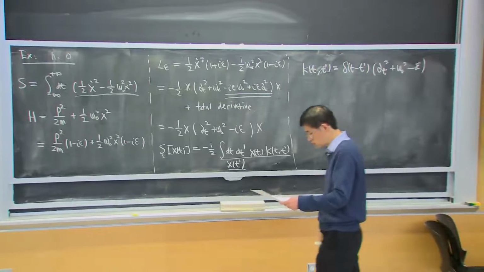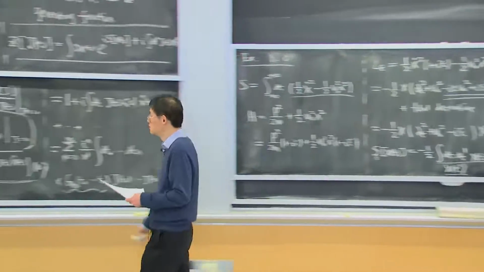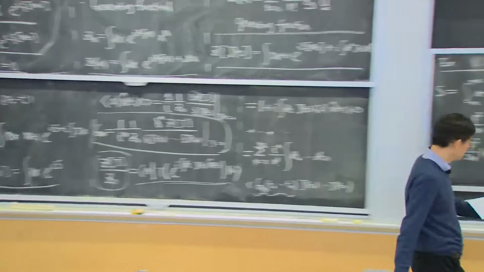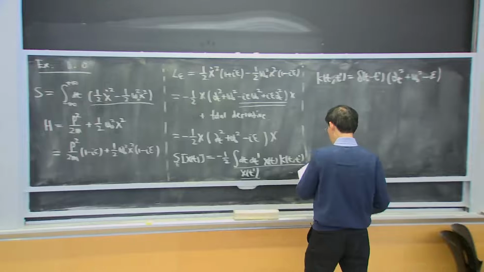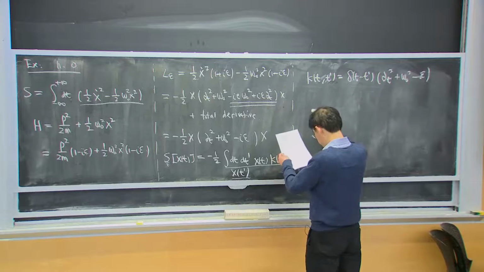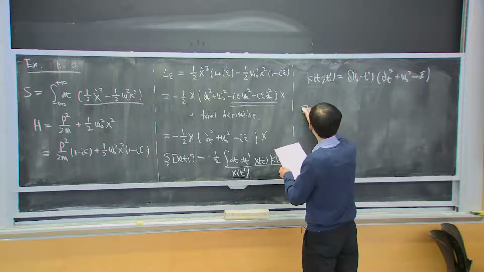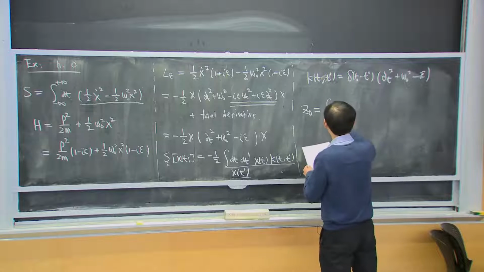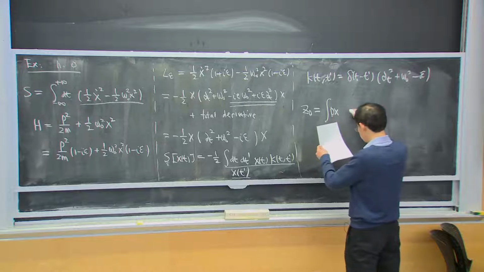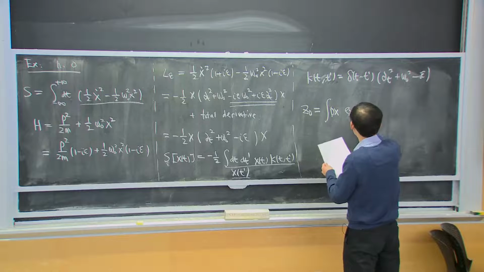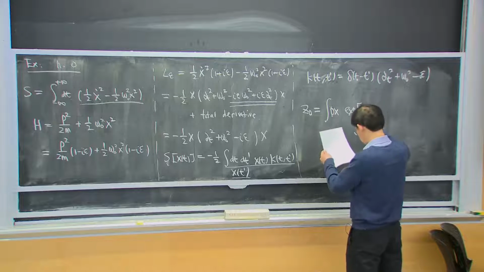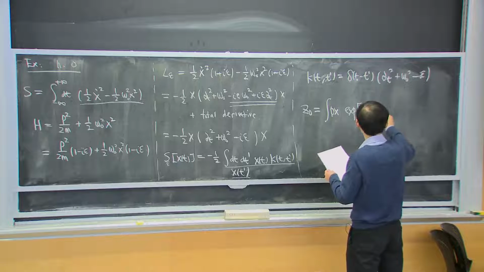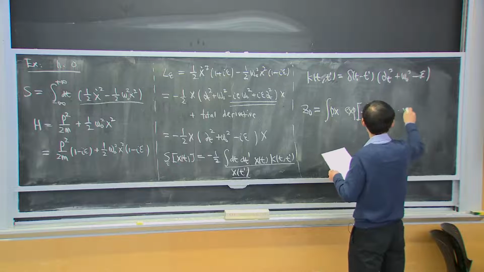So let's first look at Z0. Z0 is just the Gaussian integral we already discussed before. I will be schematic. This is x dot K dot x.